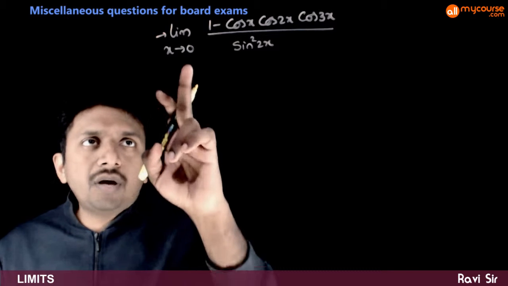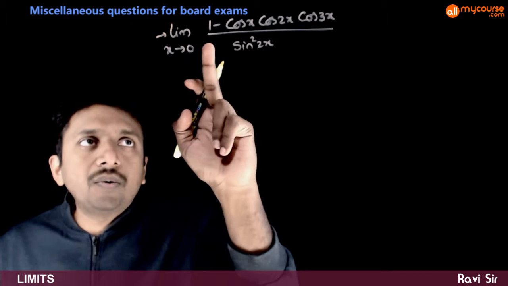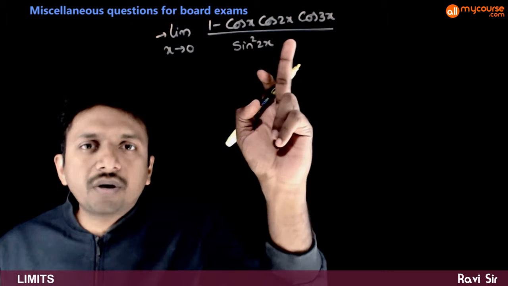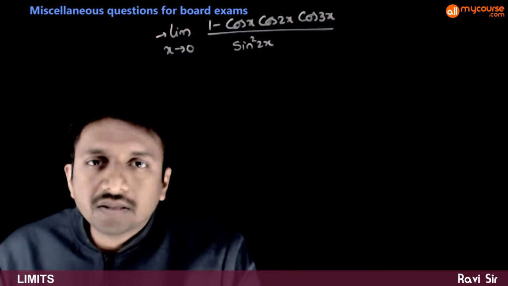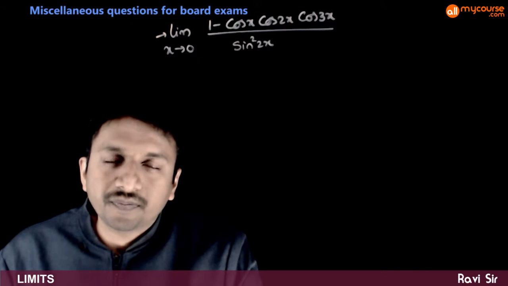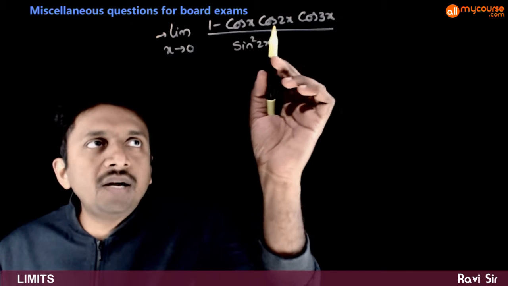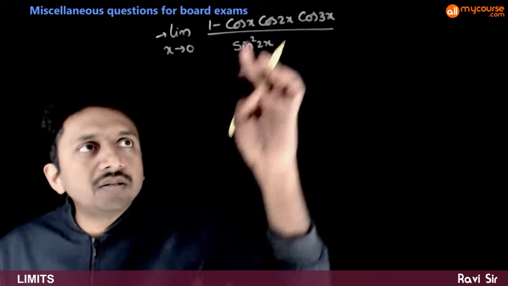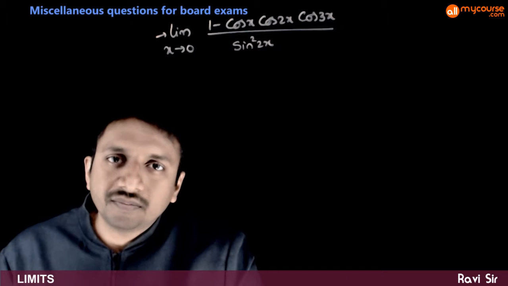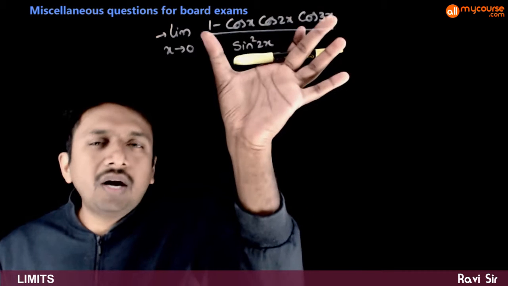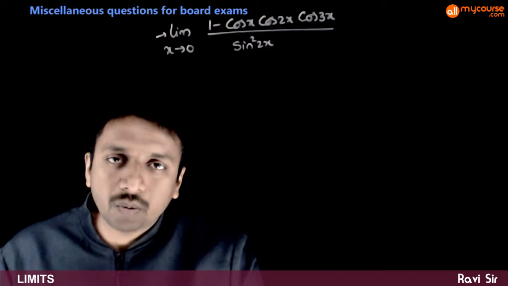Now we are asked to solve the limit as x tends to 0 of (1 minus cos x cos 2x cos 3x) by sine square 2x. If you do the direct substitution, you see that 1 minus 1 into 1 into 1 is 0. So it is a 0 by 0 form.